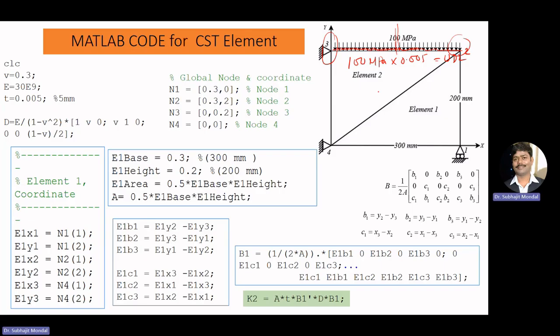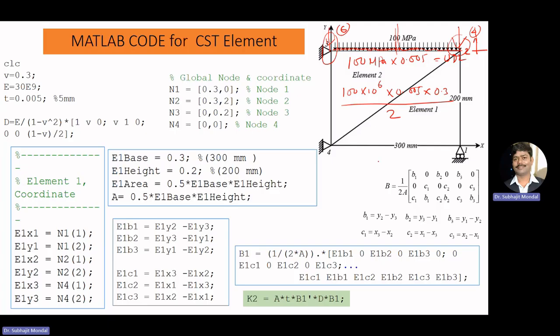So now what we can do, we can convert this UDL load into the nodal load. 100 MPa there, so 100 into 10 to the power 6 Pascal. Then we have 0.005. Then we have the length, 0.3. This is the total load. Then half of the load will be carried by this node number 3 and half the load will be carried by this node number 2. So here load will act in degree of freedom 4 and in degree of freedom 6.